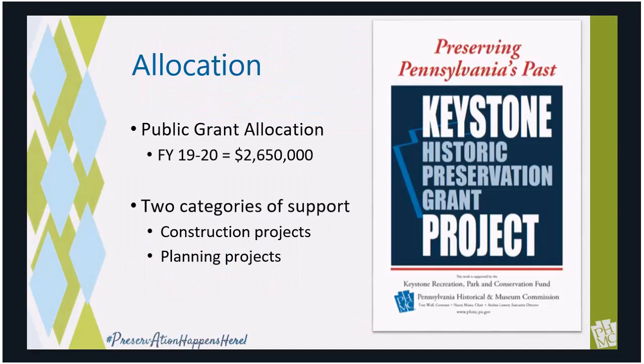Our allocation has grown in recent years, not only from the health of the real estate market, but from learning from constituents about the need for public grants. Our executive office has increased our allocation last year, almost doubling it, so we were able to fund about 60% of the requests that we received. This year's allocation in fiscal year 19-20 is just over $2.6 million. We do offer categories of support for both construction projects and planning or pre-development projects.